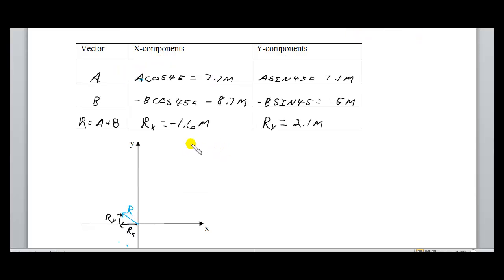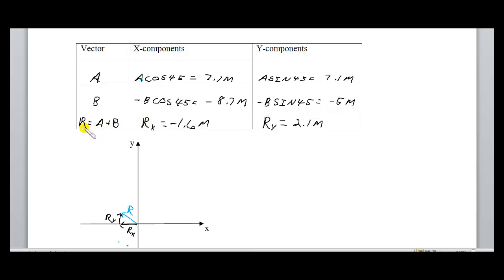So here's what we get. The x component for vector A was A cosine 45, which is 7.1 meters, and the y component was A sine 45, which was also 7.1 meters. For vector B, its x component was minus B cosine 45, which was equal to negative 8.7 meters. And for the y component of vector B, it was minus B sine 45, or negative 5 meters.